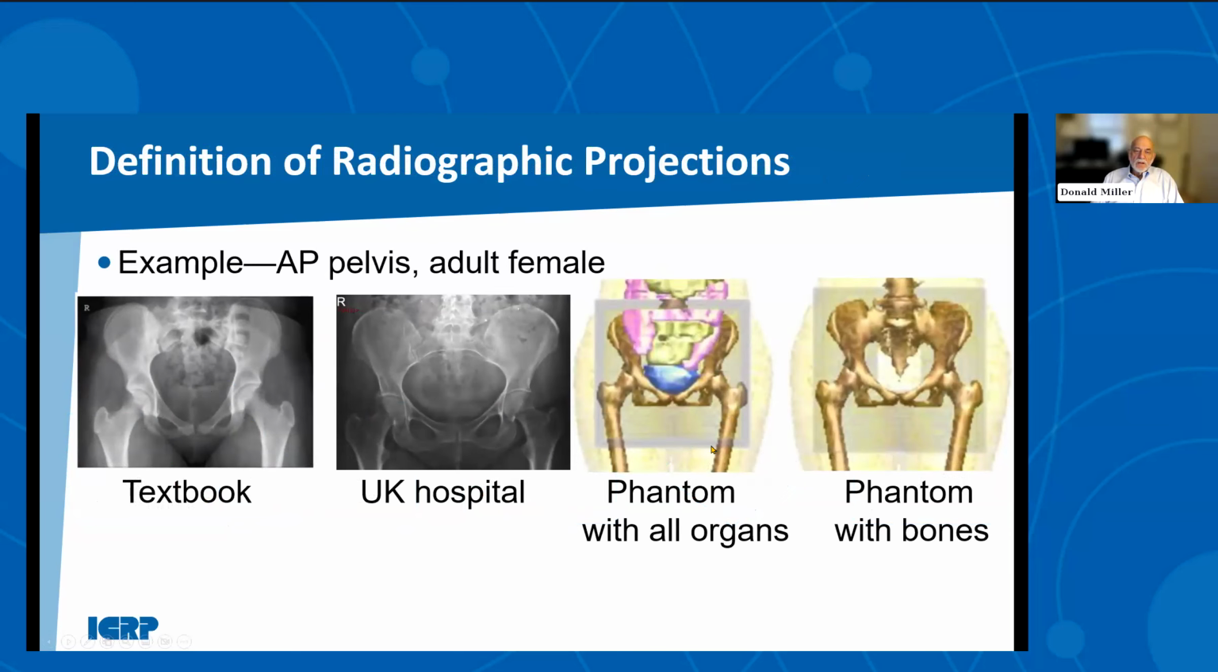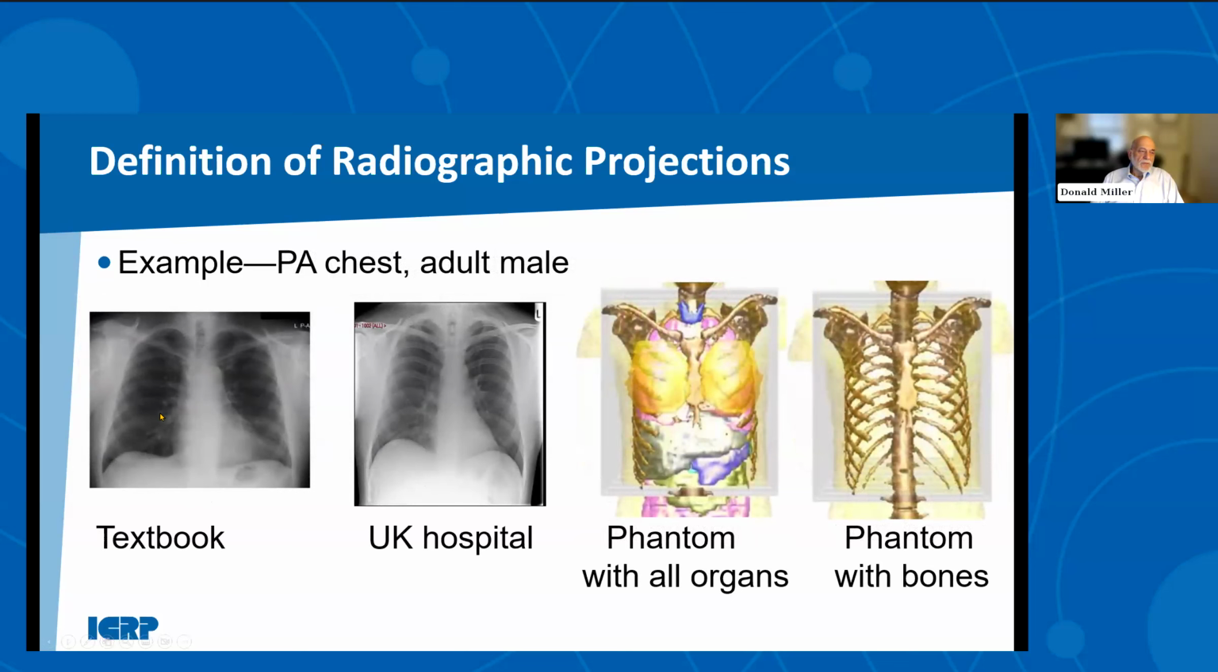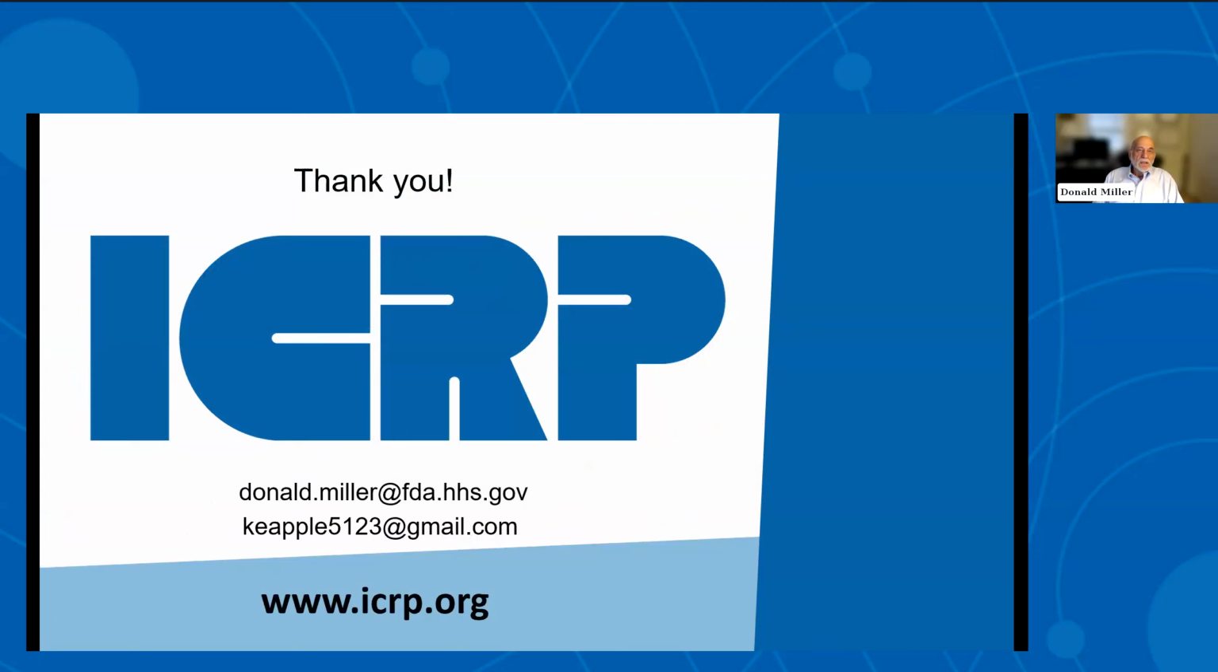And we use these so that if we felt that, for example, the field was extended too far inferiorly, we would say, raise the inferior margin by 3 centimeters, or move the lateral margin outward by 1.5 centimeters. And the modeler would do that, and we'd get it back and look at it and decide if that was okay or not. And if not, then we would give additional instructions. Here's another example of the view from the illustration from the textbook, the radiograph from the UK hospital, a phantom with all of the organs, and a phantom with just the bones. All of these final determinations of the projections are shown in Annex B for each of the examinations that was modeled. And that is it.